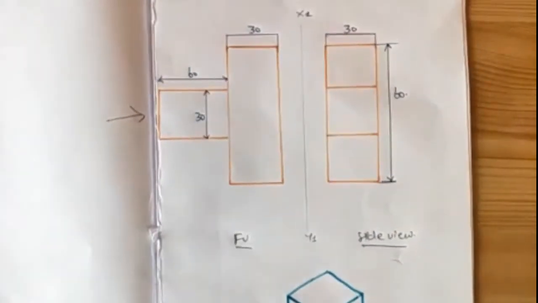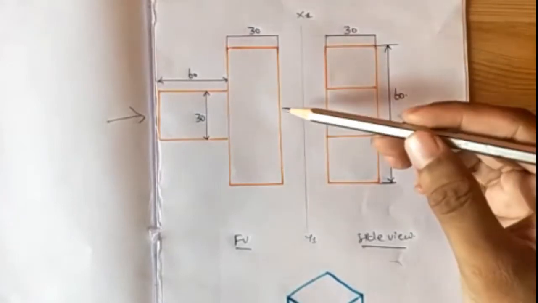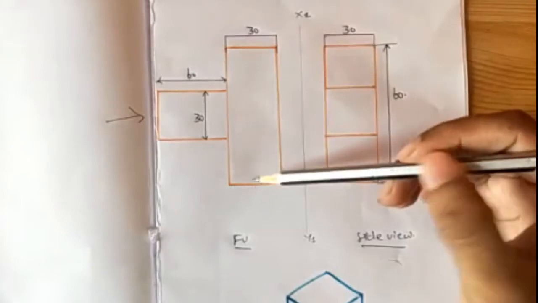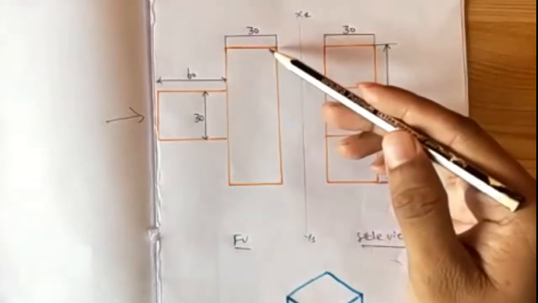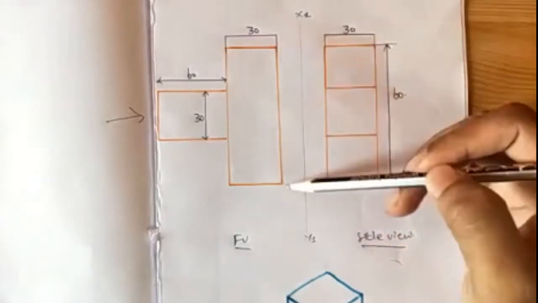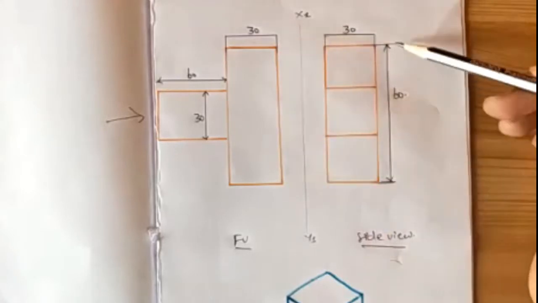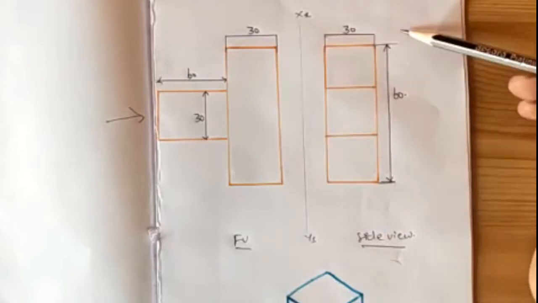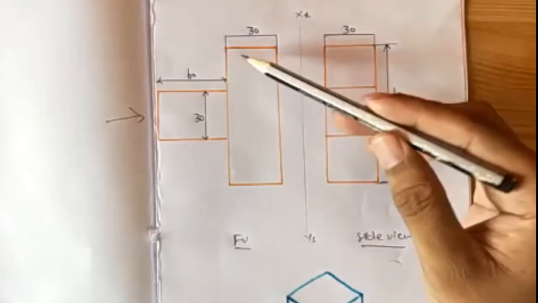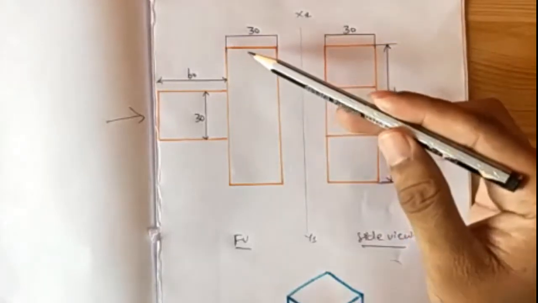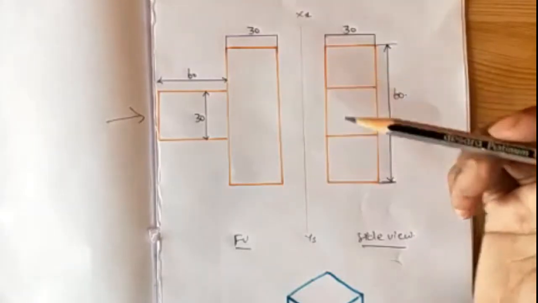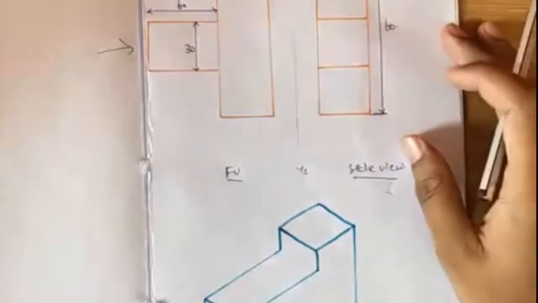So I'll start comparing. First you have to check with the front view. In the front view, you can see a prism. The side of the prism is 30, and he has not mentioned the height. The height can be seen in the side view. The total height of the prism he has given you is 60 mm. In the front you can see only the length of the side. The side is 30.